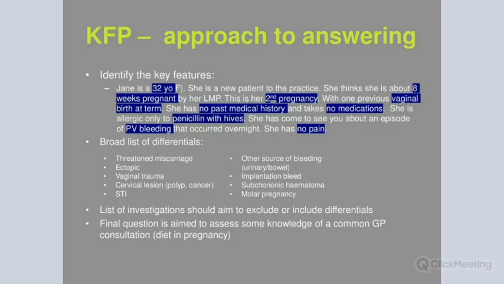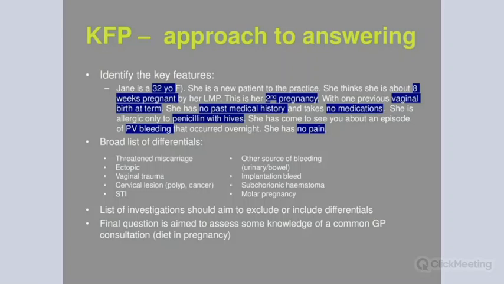And possibly by her LMP is relevant too. This is her second pregnancy. She's had a vaginal birth at term, which may imply that there's relatively low risk. She's also got no past medical history, which is good, and she's on no medications. She's allergic to penicillin with hives. In this case, it doesn't seem to be that relevant, but we highlight it anyway. And she's had PV bleeding with no pain. And that's all you're given.